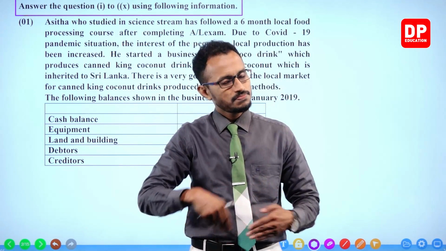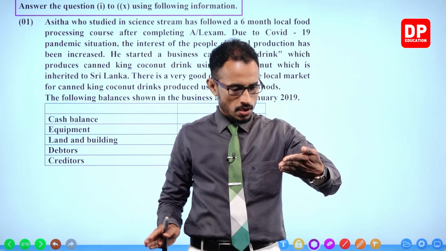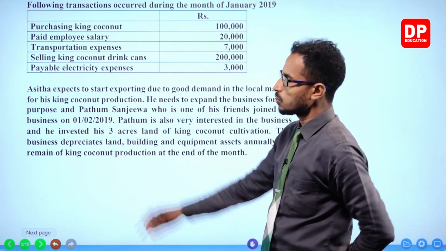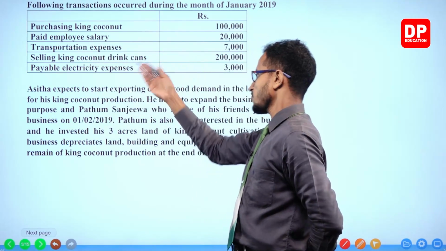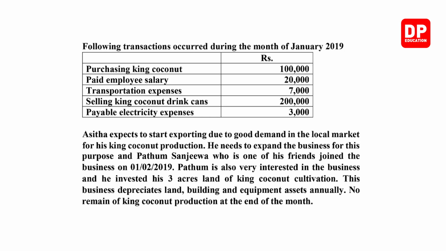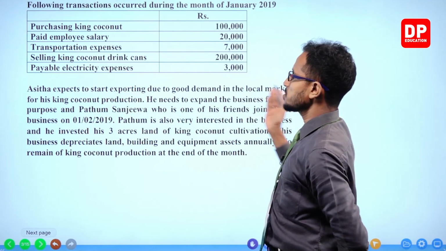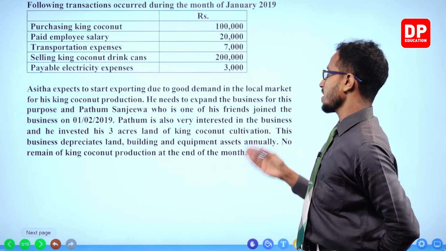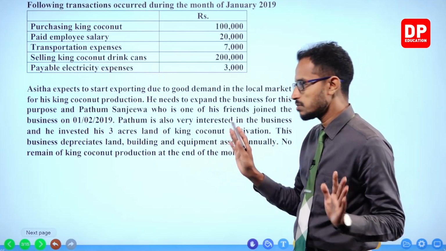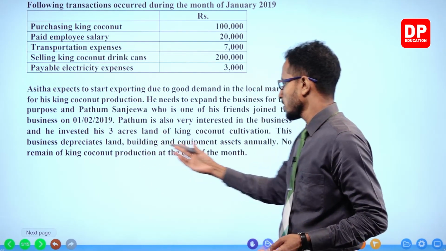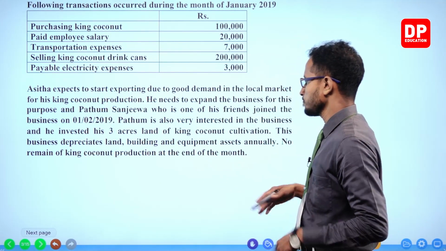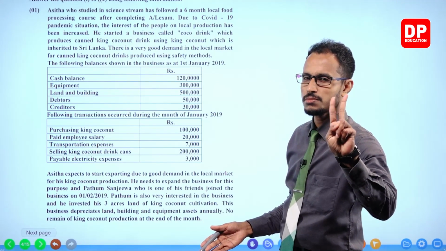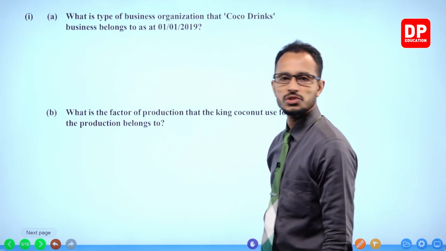Go through the case quickly, like bam, bam, boom, done. Quick scanning of the text. Then go to the questions. You go through these transactions also very quickly, like in 3-4 seconds. Then the next part of the case: Asita expects to start exporting due to high demand, and needs to expand the business for this purpose. Pathum Sanjeeva, his friend, joined the business and invested 3 acres of land. So this business has expanded. And depreciation, building, equipment, blah, blah, blah, done. So this entire case, you scan in 1 or 2 minutes maximum. Scan it, then go directly to the questions.